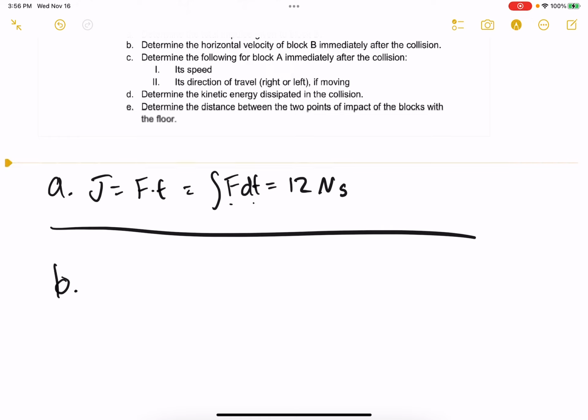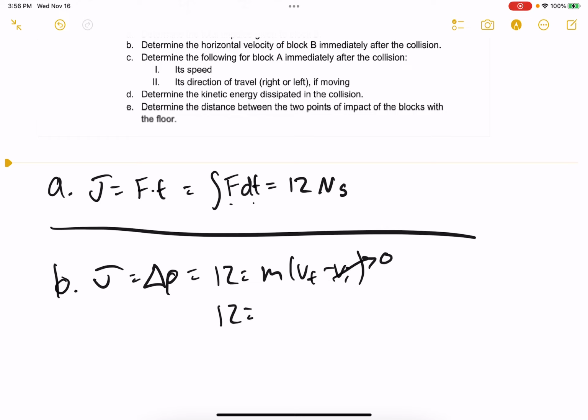It says, determine the horizontal velocity of block B immediately after the collision, okay? So this would be one where we can just work off what we used in A, right? One of the biggest clues you can have in some of these multi-step questions is whatever we did in part A may help us with part B, right? So we know that our impulse, J, is equal to the change in momentum. Okay, so that gives us 12 equals the change in momentum, which is just m(vf minus vi). And we know that vi is just 0 because it's starting from rest.